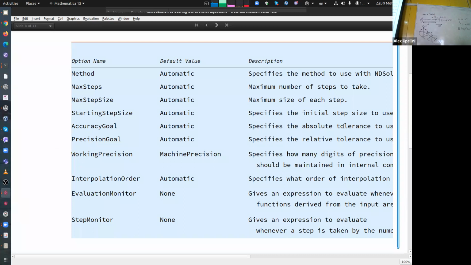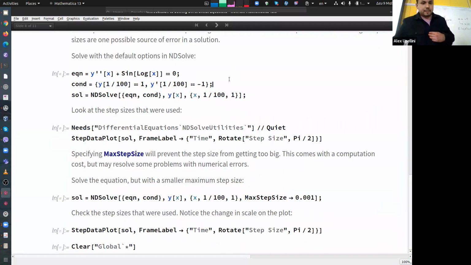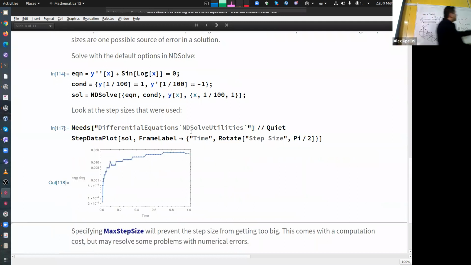You can specify the maximum number of steps to take, the maximum size of each step, the starting step size, the accuracy goal, precision goal, working precision. This might be interesting too: interpolation order. Order 0 is by constants, order 1 is by straight lines, etc. And here is an example, okay? I have my equation, my solution, and you can see that without any comment the step size, if it's small, then it becomes bigger.